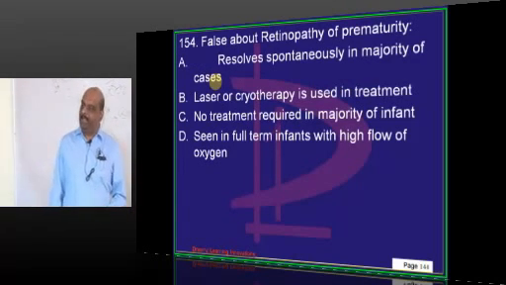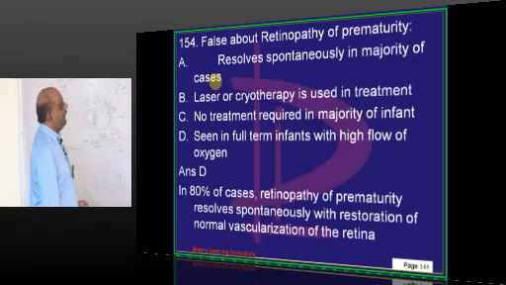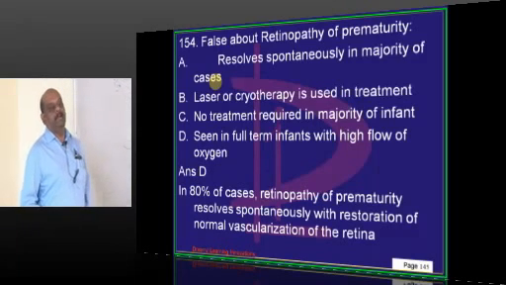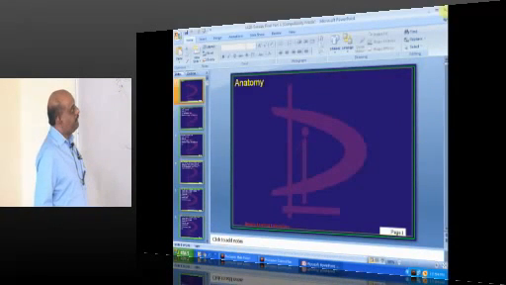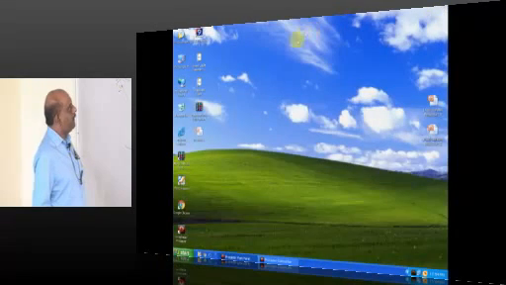Retinopathy of prematurity is typically seen in preterm, not full term, with high flow oxygen. So that is a part of the story. Now let us go to the actual story.